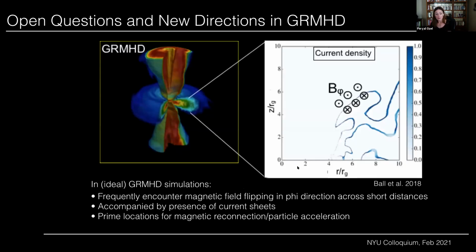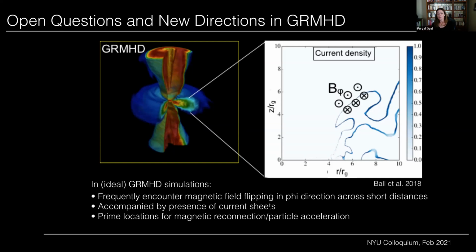So another thing that we see in ideal GRMHD simulations is that there is flipping of the magnetic field on short length scales, probably accompanied by large current sheets. So if we infer the current density, even though these are not resistive MHD simulations, what we see is there's magnetic field flipping in the phi direction and infer the presence of current sheets.